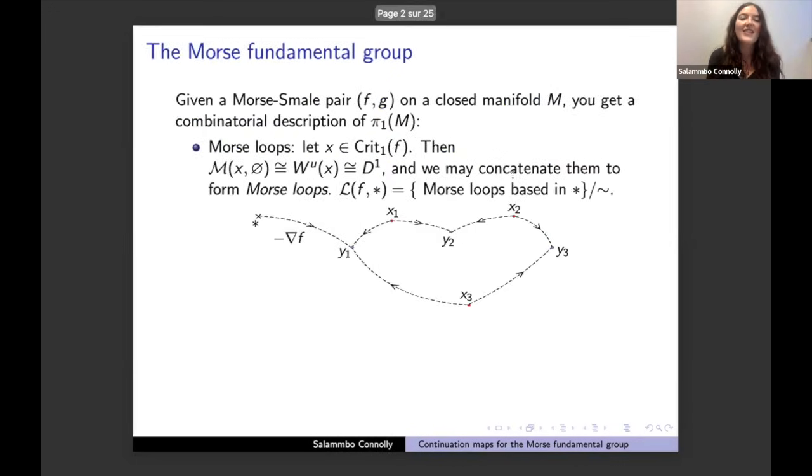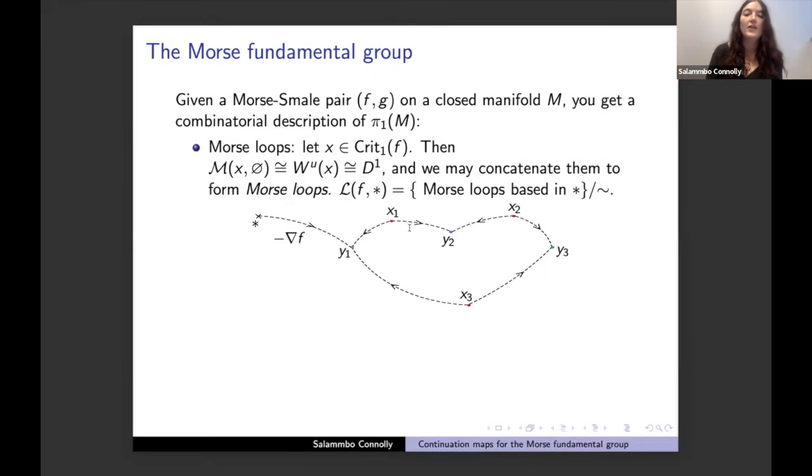The Morse fundamental group: if you have a Morse-Smale pair on a manifold M, you get a lot of topological information. For the interest of this talk, you get in particular a very nice, in my opinion, combinatorial description of the fundamental group of M, which is generated by something we call Morse loops. If you take the unstable manifold of an index 1 critical point, it is a one-dimensional disk which goes from one minimum to another one.